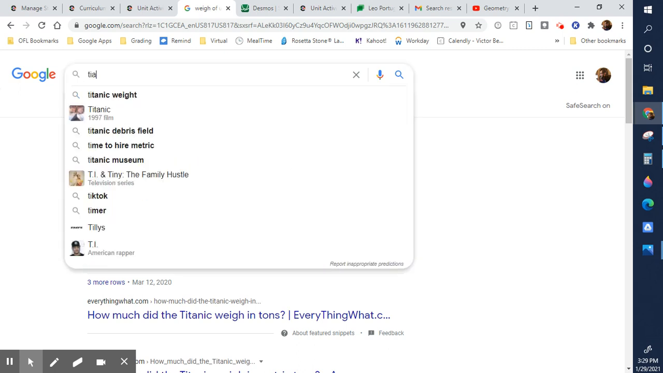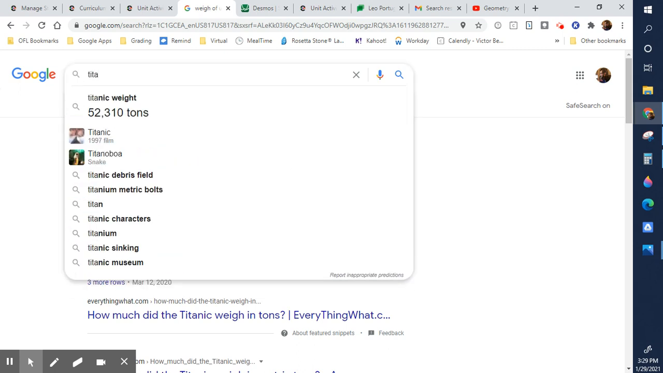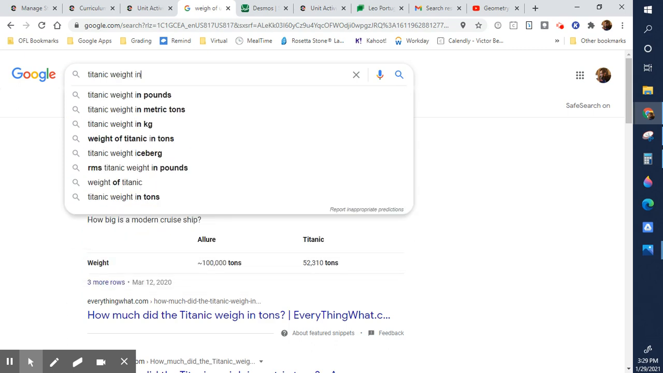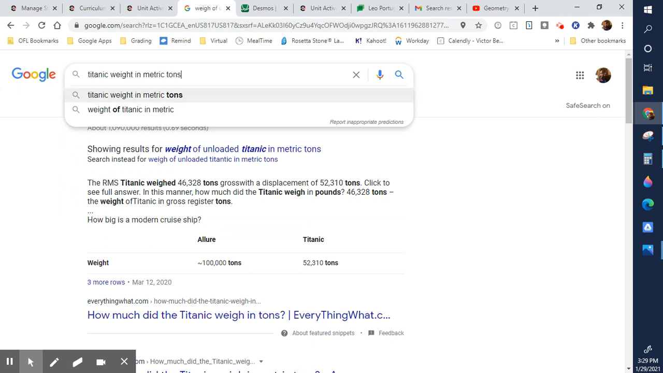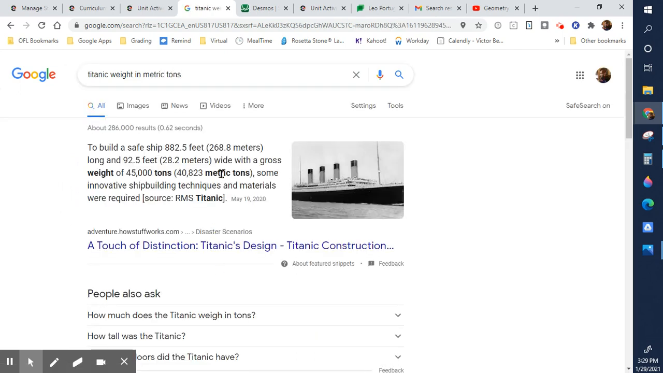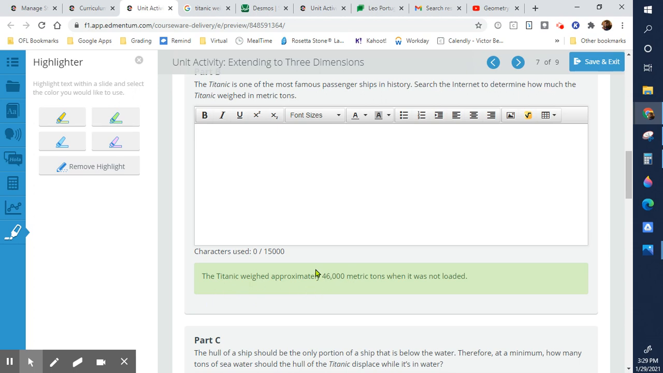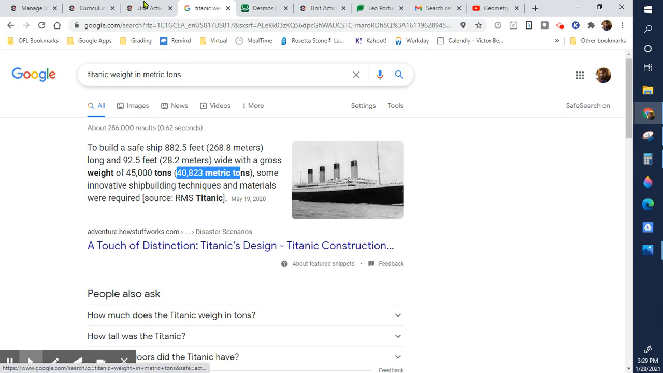I'm just going to do this. Titanic. I'm not finding an answer I like. Titanic weight in metric tons. Okay, here we go. It's about a gross weight of that many tons, so it's going to be about 40,000 metric tons. Again, sources kind of give you different answers. They're putting it at approximately 46,000 metric tons, but you can see I found the source at a different number.